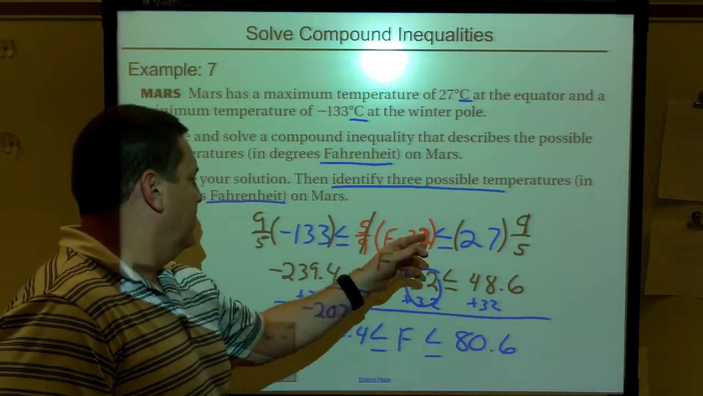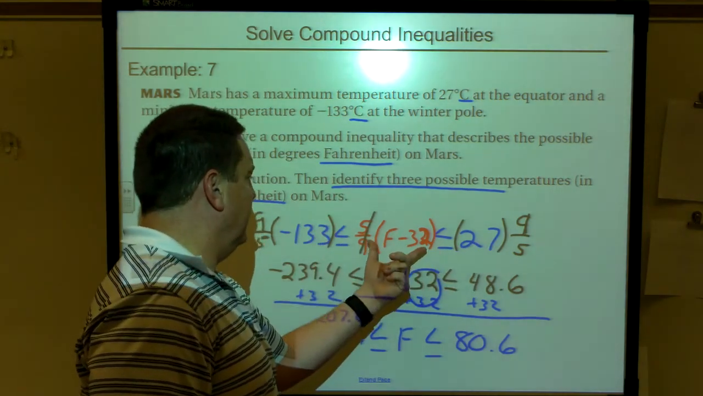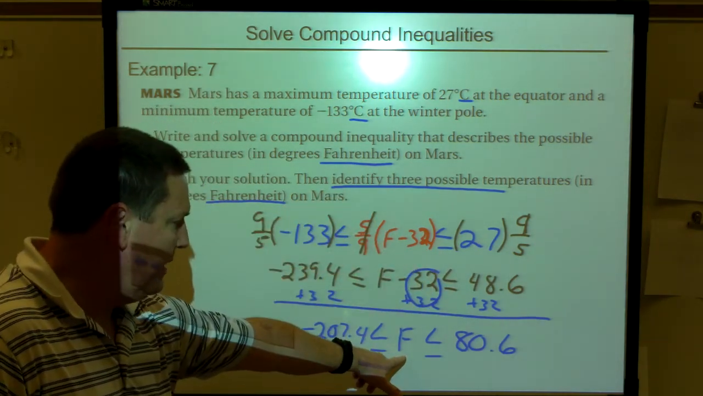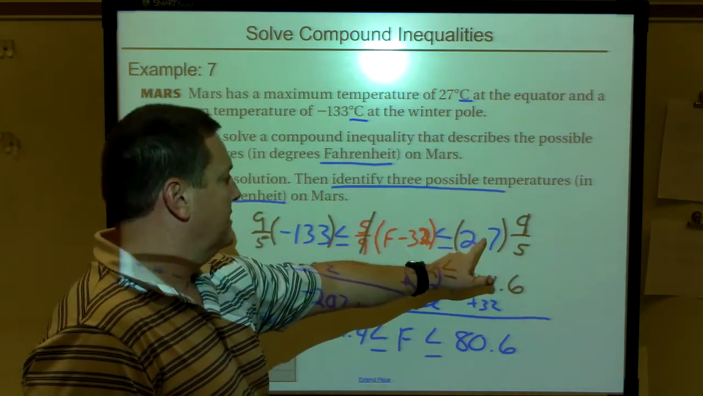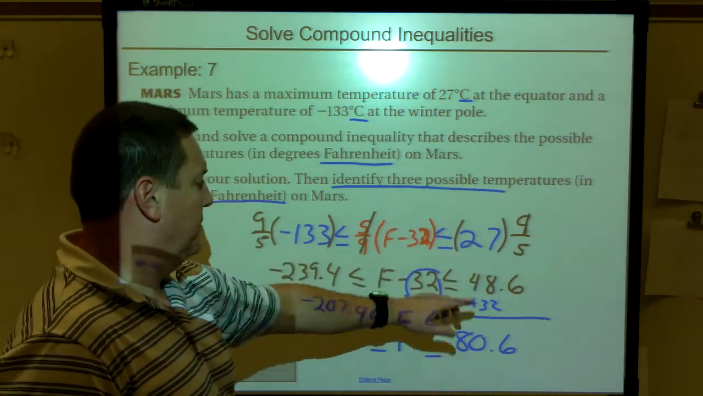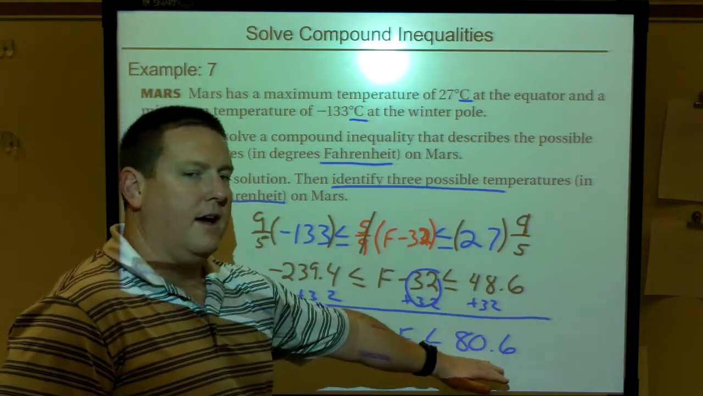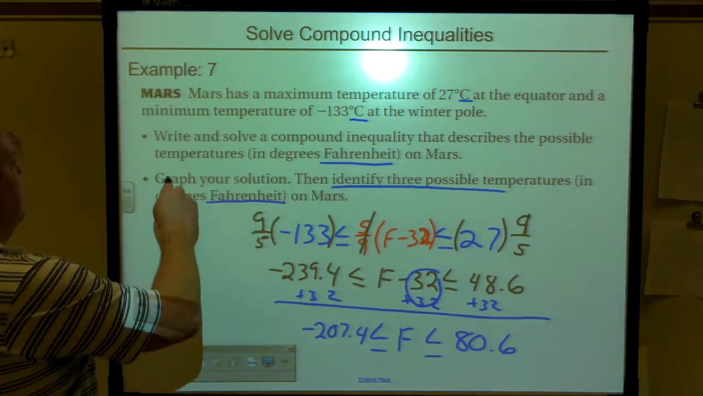So this was the original equation up here in the blue with the red. And then I solved it through to get Fahrenheit by itself. So what that did was take these Celsius calculations, or Celsius numbers, and convert them into their Fahrenheit equivalents. So that would be the first part here.